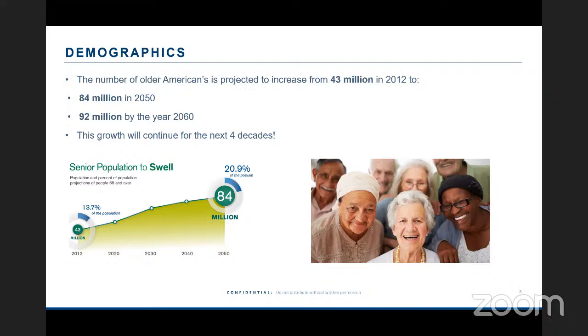The 55 and over age group controls more than three-quarters of American wealth. This is a big group. It's an active group. It's also a group with varying degrees of wealth, but they all share a concern for longevity.